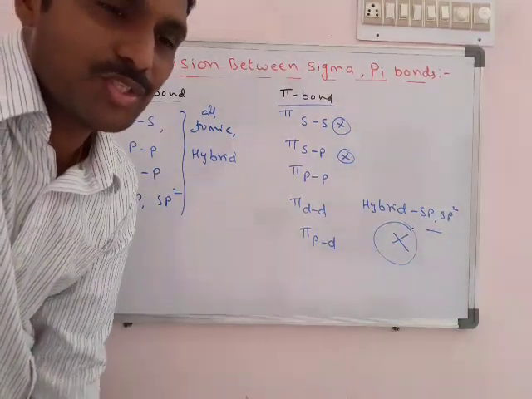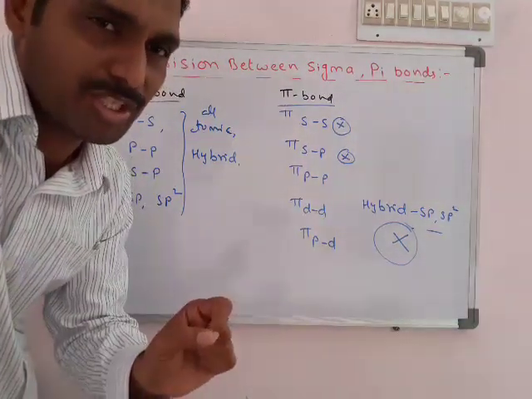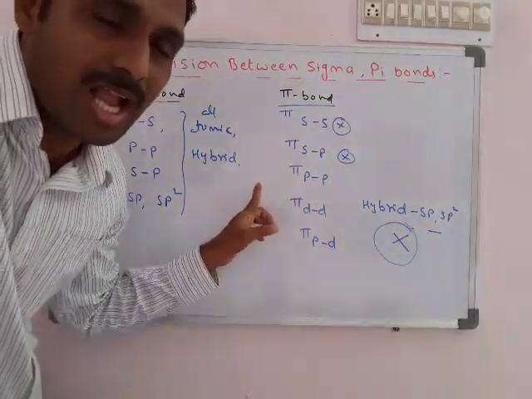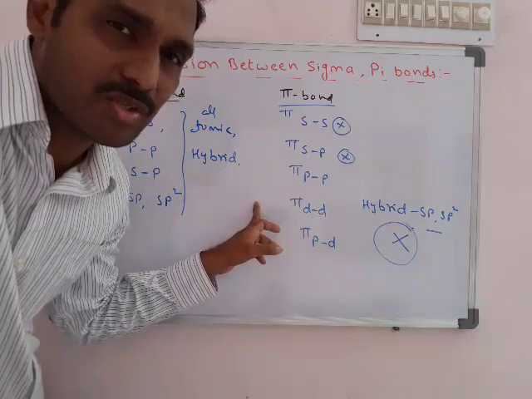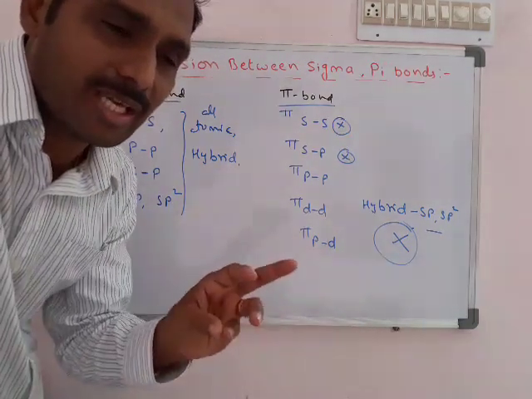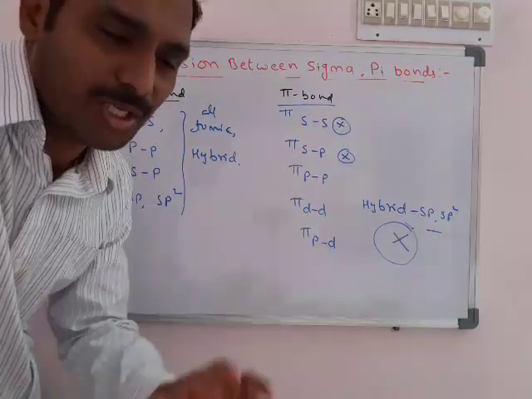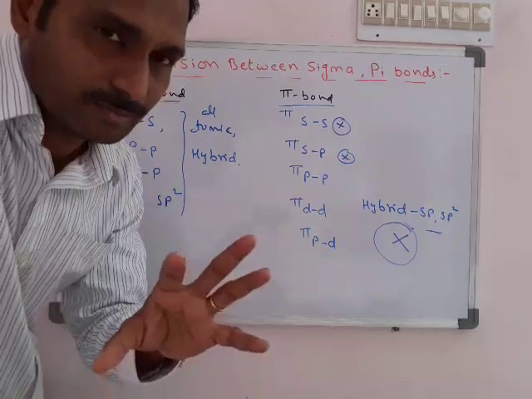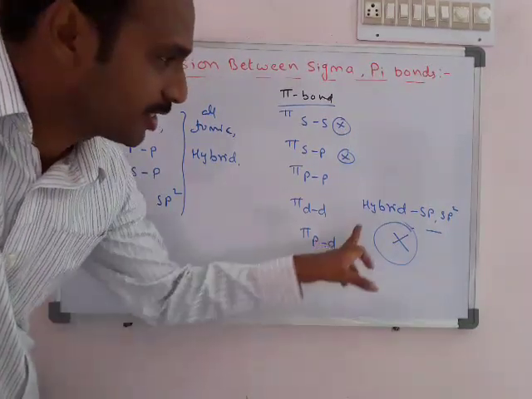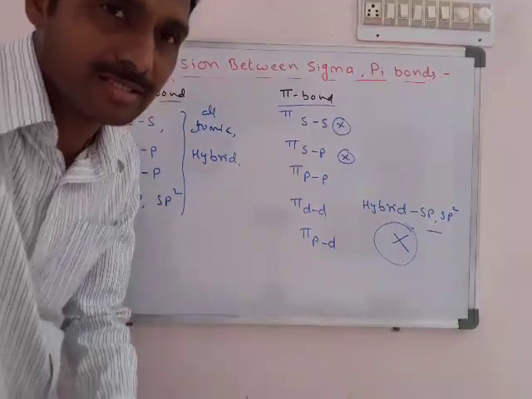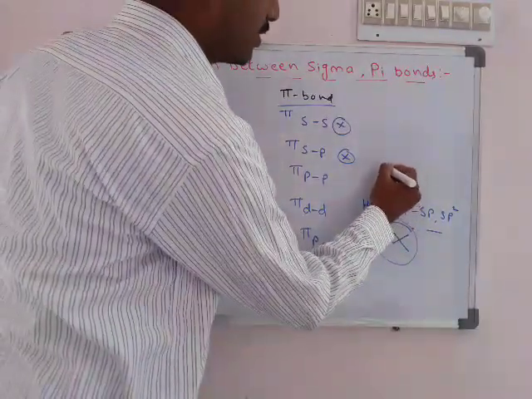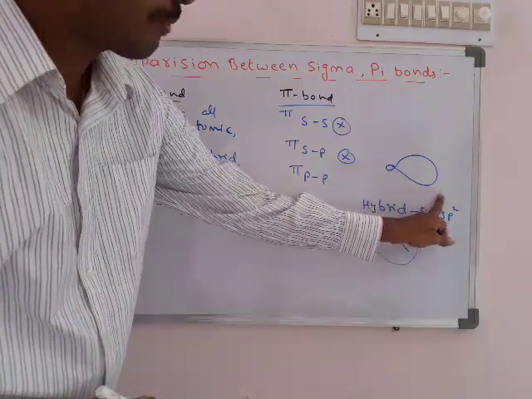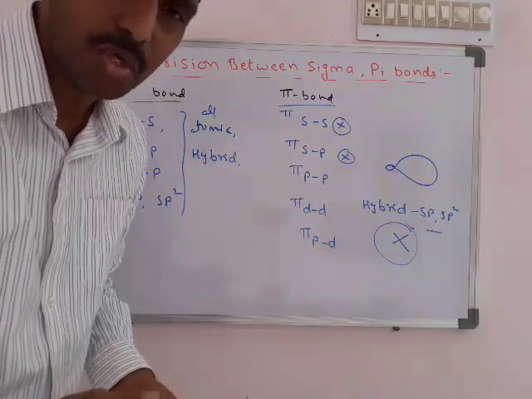So after the formation of the sigma bond between the two atoms, there is a possibility for the formation of a pi bond, which involves sideways overlapping. For sideways overlapping, the shape must cooperate. The spherical shape does not cooperate for sideways overlapping. The hybrid orbital shape is also like this, one hybrid orbital around like an egg, so only straight-wise overlap is possible, but sideways overlapping is not possible.